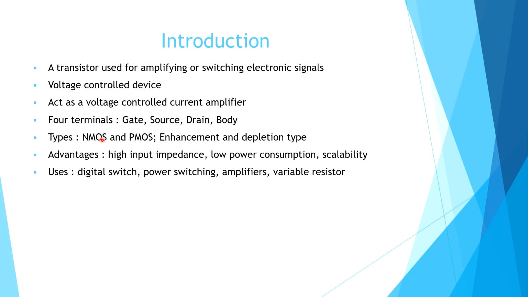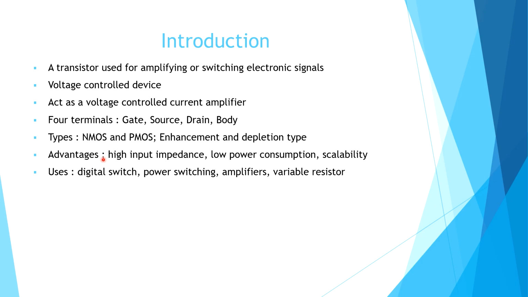In NMOS the channel consists of electrons, and in PMOS it consists of holes as the channel. Both NMOS and PMOS have enhancement and depletion types. We'll be looking at the enhancement type. In all the microprocessors and most ICs, they use enhancement type NMOS and PMOS.